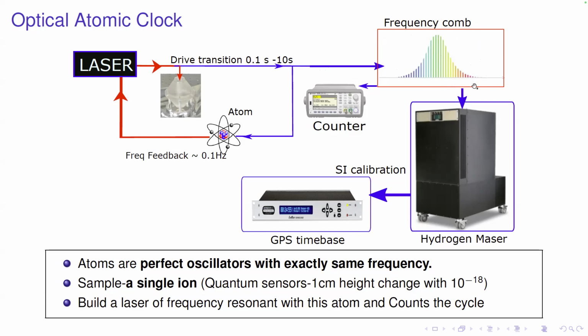This frequency comb is a device which will down-convert the frequency from terahertz to megahertz. It's a very expensive instrument. In India, only one or two labs have this. It's almost 3 or 4 crore, that is the price of a frequency comb.